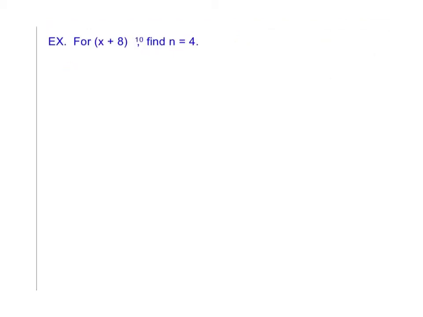(x + 8) to the 10th power, find the fourth term. So that's what n equals 4 means. So I have n is 10. In the book, this is how it has it, n equals 4. What it means here is find the fourth term. It's confusing because they use n, the same letter as in their formula, but that's what they mean by that.